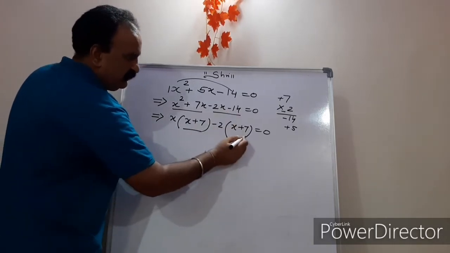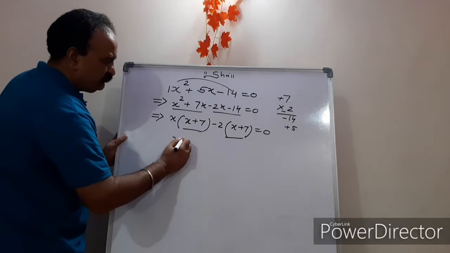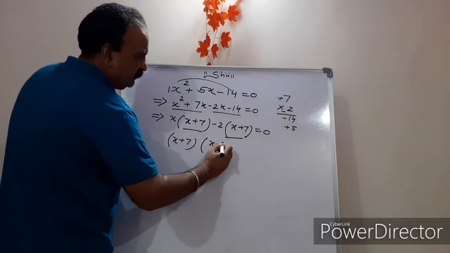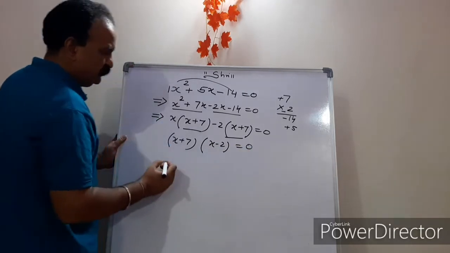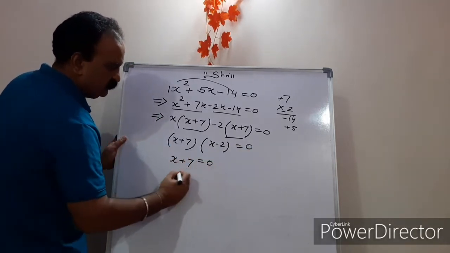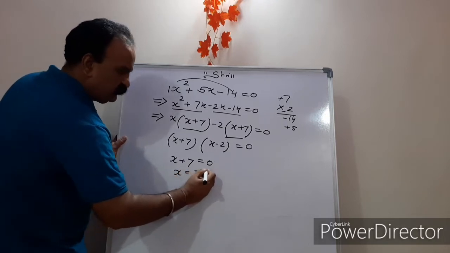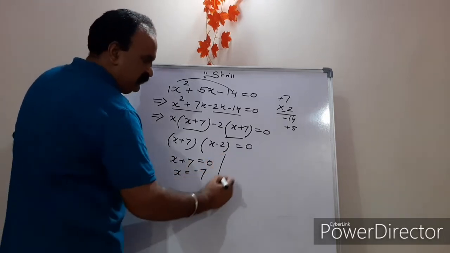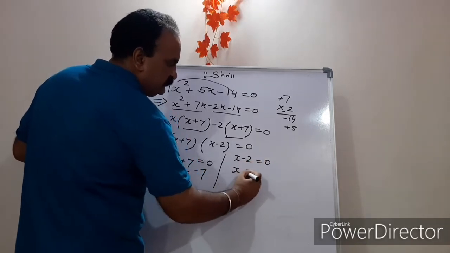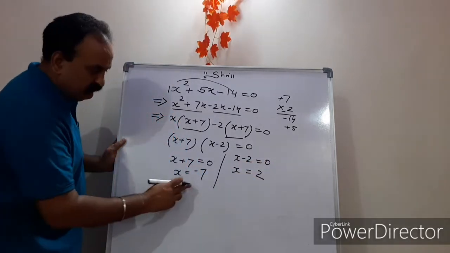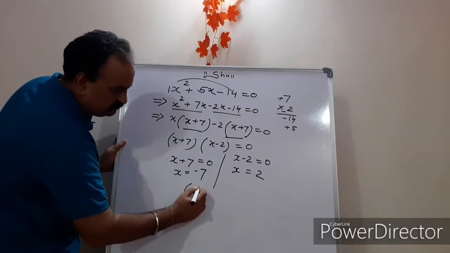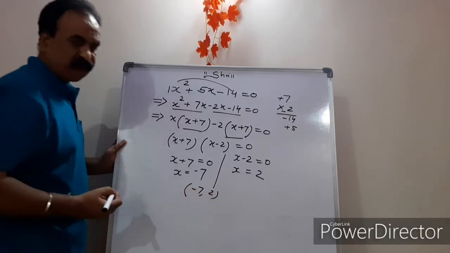Now again, x plus 7 you can take common. So x plus 7 common, and in another bracket, x minus 2, is equal to 0. Either x plus 7 is equal to 0, so you can write x is equal to minus 7. Or x minus 2 is equal to 0, which means x is equal to 2. And the solution is minus 7 comma 2.